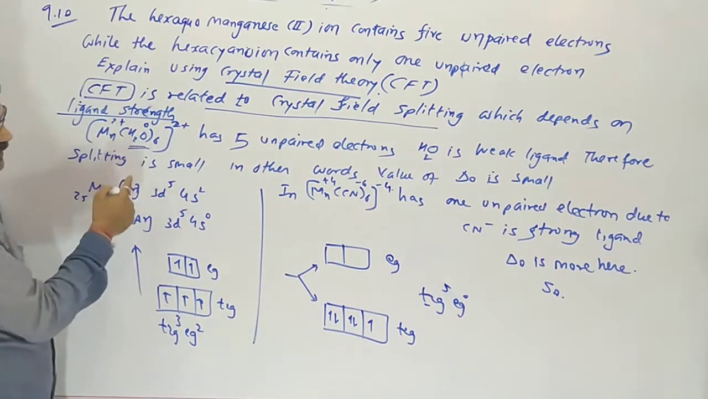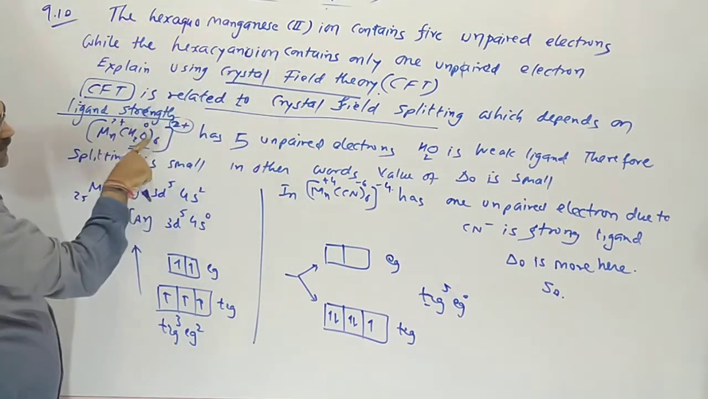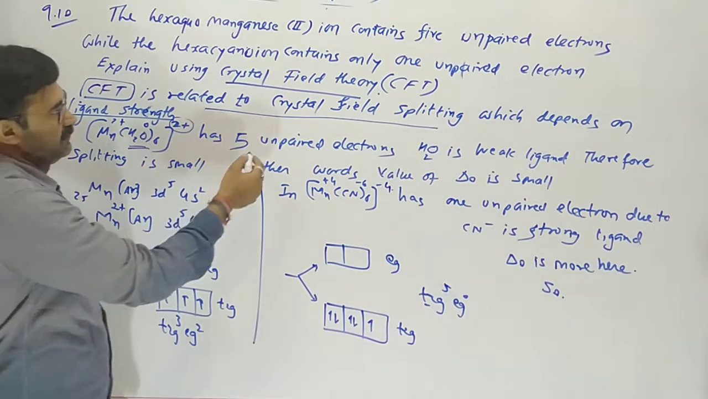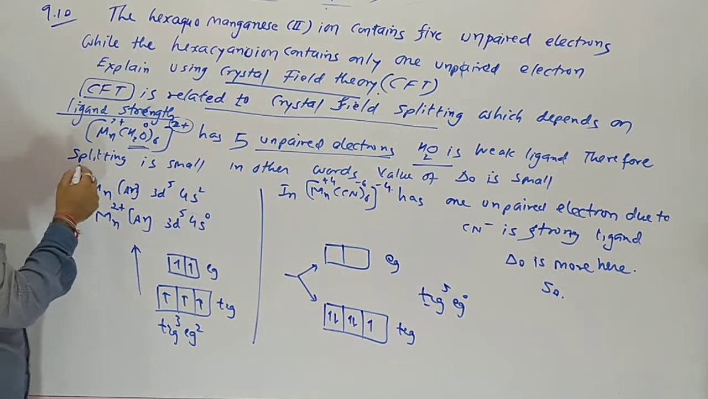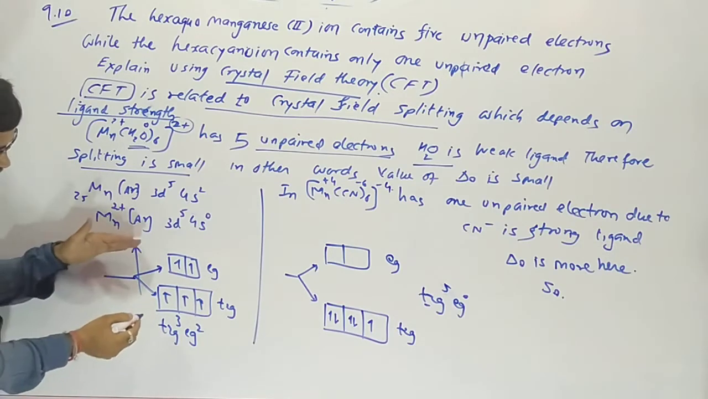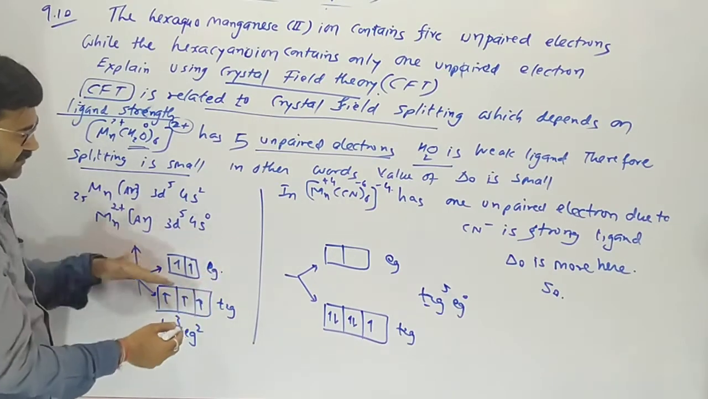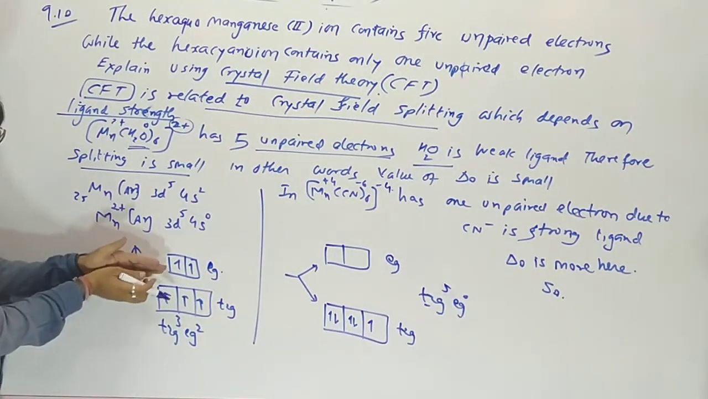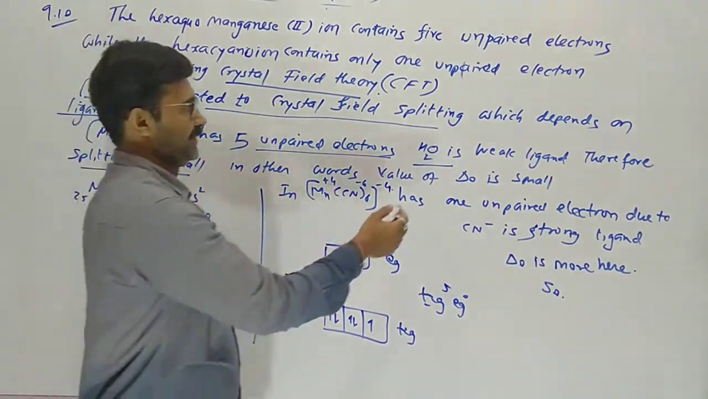Here, hexaaqua, the charge is +2, so manganese is +2, with 5 unpaired electrons. H2O is a weak ligand, therefore splitting is small. So the energy difference in the octahedral complex, 6 ligands meaning octahedral, the energy of Eg is high and T2g is less, but the splitting is less. So delta O is small here.